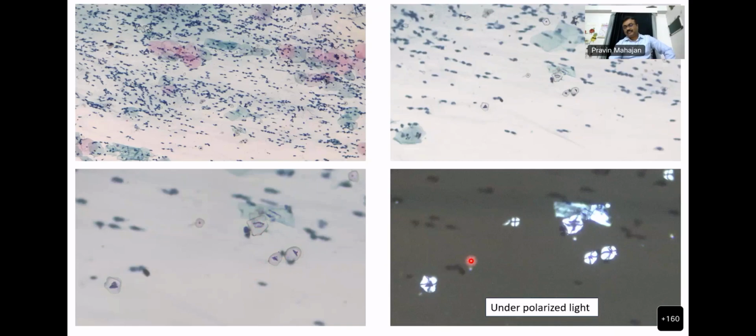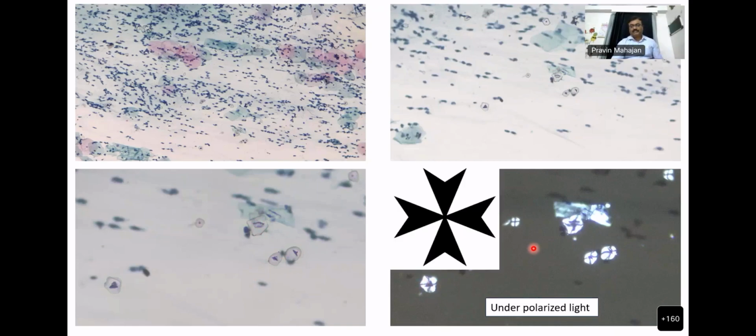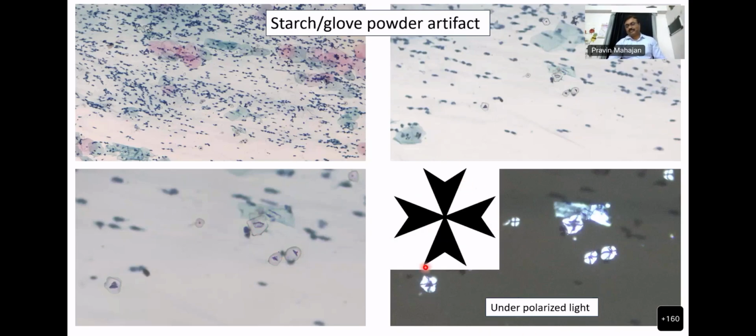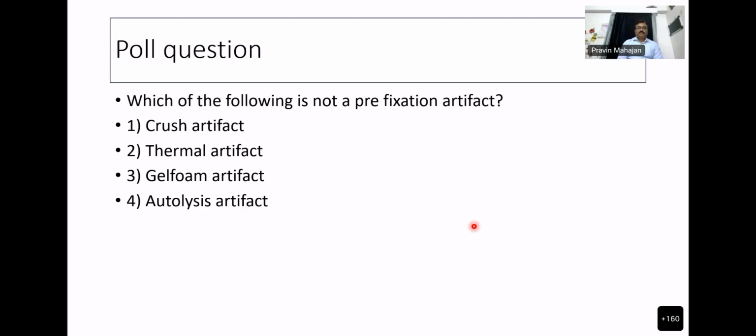If you put them under polarized light, you see a cross-like pattern. These are nothing but starch or glove powder artifact. The glove powder crystals polarize like this, showing what is called Maltese cross polarization, and this is how you identify it. This is usually seen when the person taking the pap smear has used powdered gloves, or sometimes, rarely, you can even see it in tissue as a starch granuloma. So let us take a poll question.